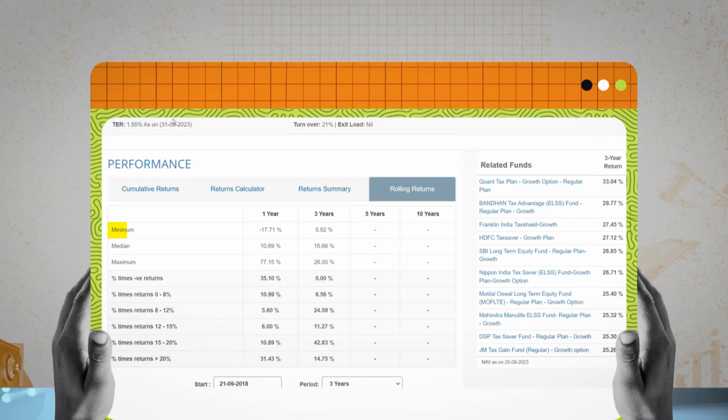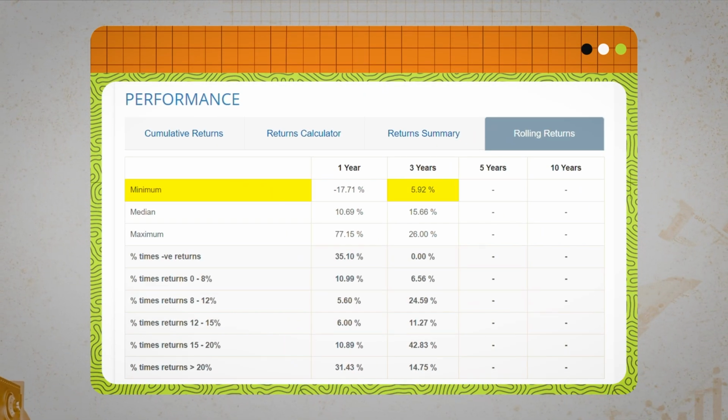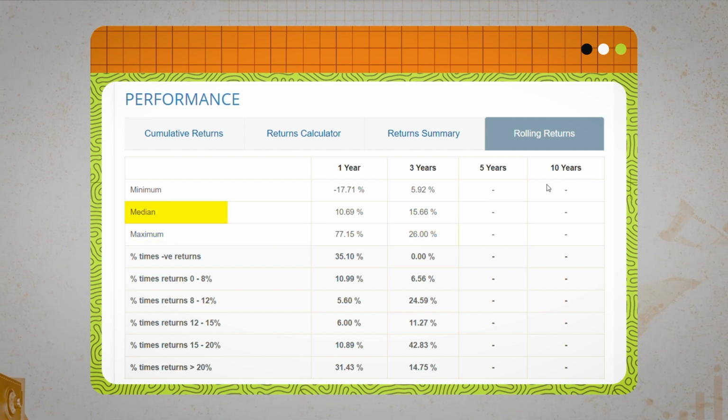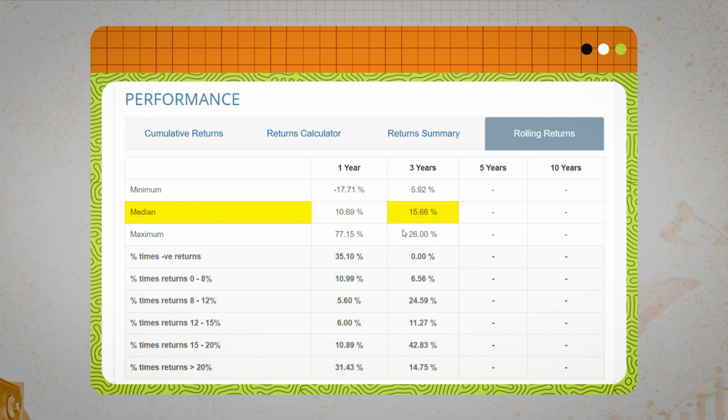And here we can see the minimum is 5.92, almost 6%. The maximum is 25.7, almost 26%. And the median is about 15.85%. So you look at the median, that is 15.85%, and set expectations to this. If you ask me, expect 2% less, so you can be pleasantly surprised in the future, and that's where your expectation should be. Not the last 1 year, not the last 2 years, but the median of the 3-year rolling return.